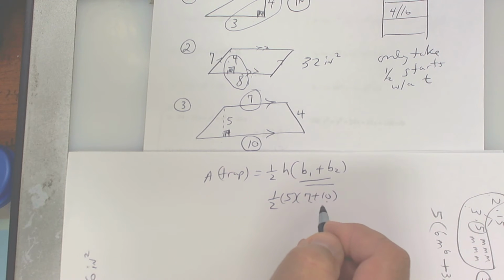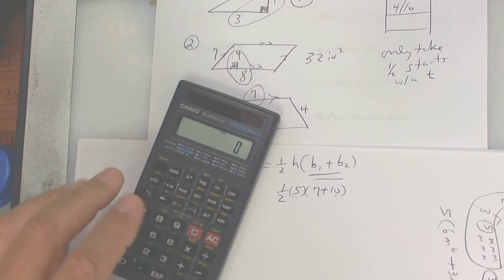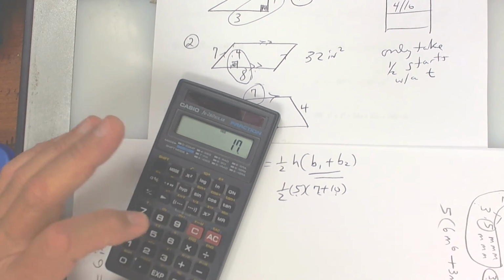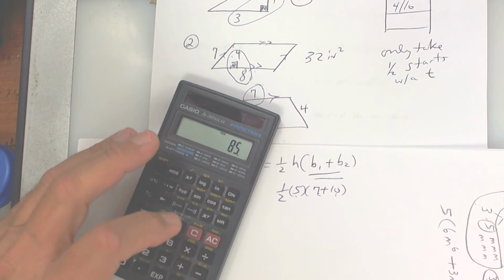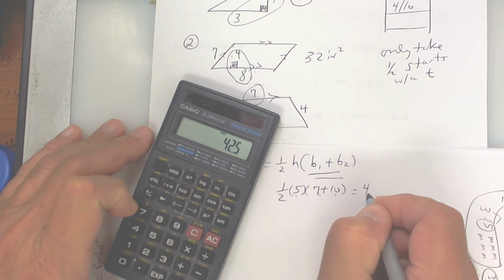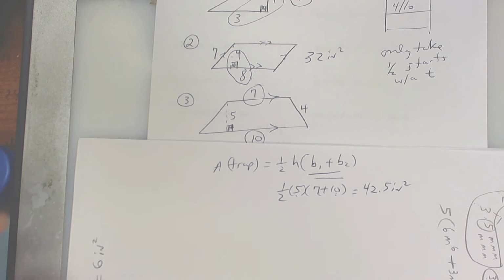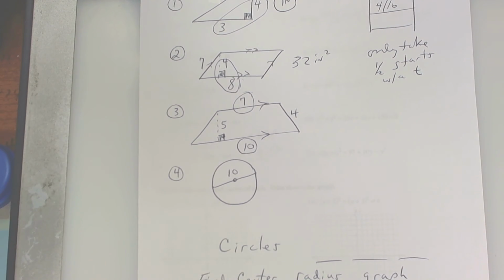Well, let's just say 17 times 5. So let's get the calculator. 17 times 5, and then divide by 2, the last thing you do. So the answer is going to be 42.5 square inches. Remember, if you use the calculator, make sure you put them back.